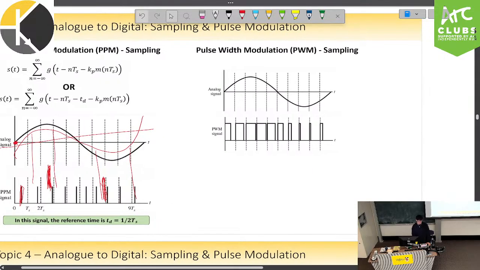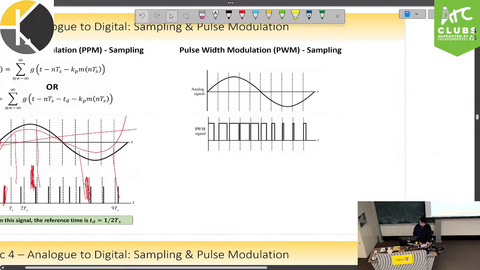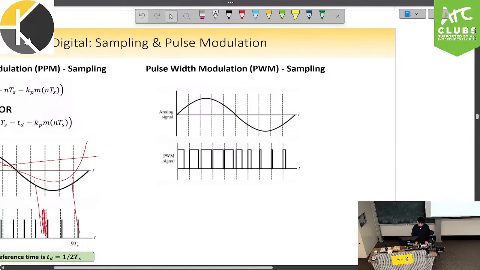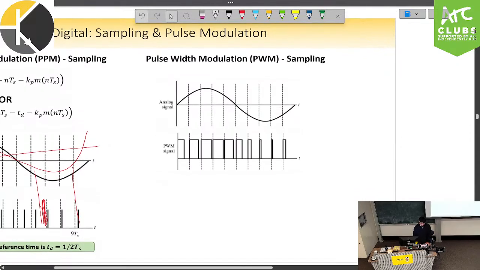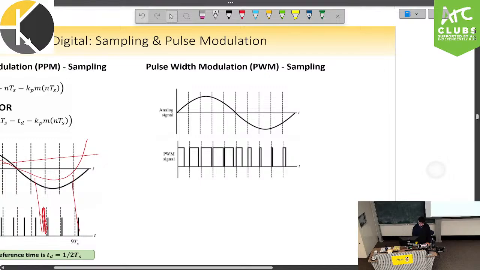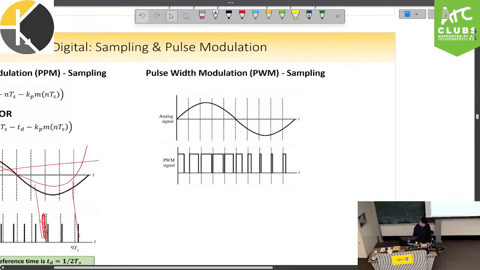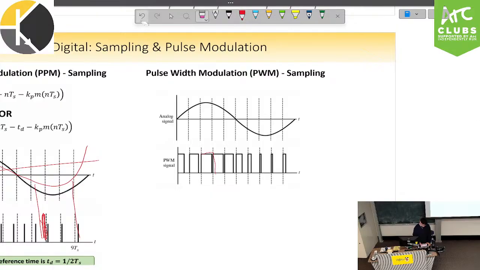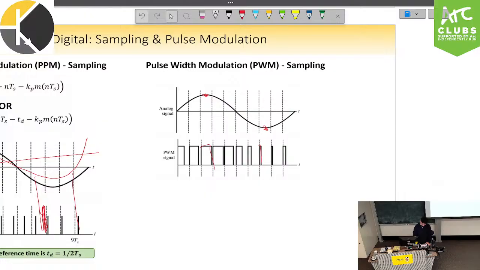Pulse width modulation isn't covered in much detail in this course. Essentially, it's very similar to pulse position modulation, but what we're changing is the duty cycle of our transmitted message. So if we have a high amplitude, that means a large positive duty cycle. A very negative amplitude would mean a very small duty cycle.